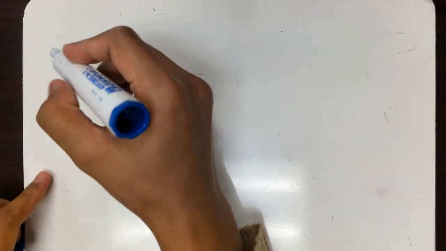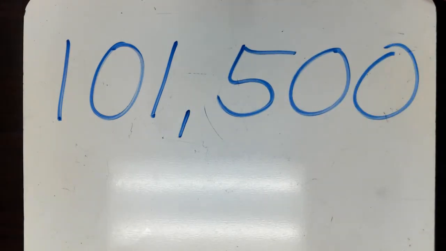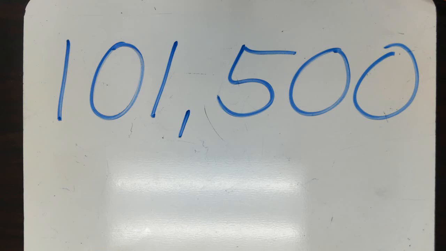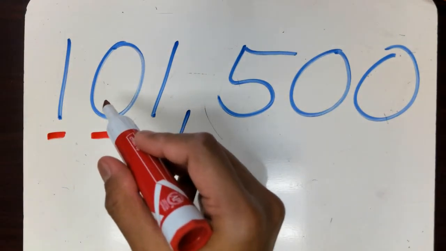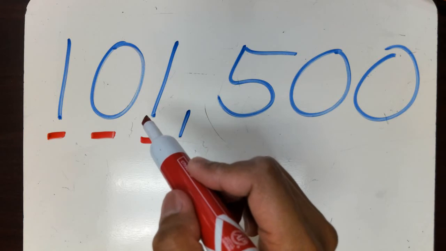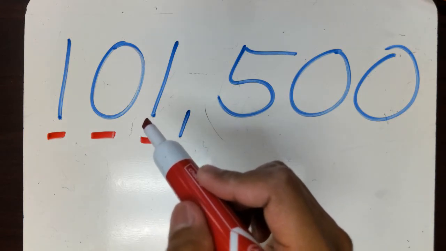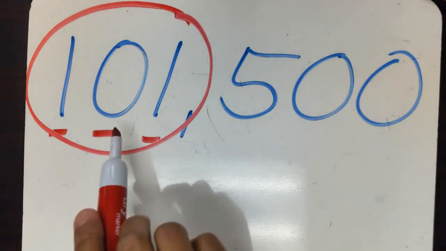Third number. 101 500, expressed in scientific notation with 3 significant figures. First step, underline or encircle your 3 significant figures. What are these? 1, 0, and 1. 0 is significant because it's in between 1 and 1. If the 0 is in between non-zero digits, that is counted as significant. So 0 is included. Then encircle it.